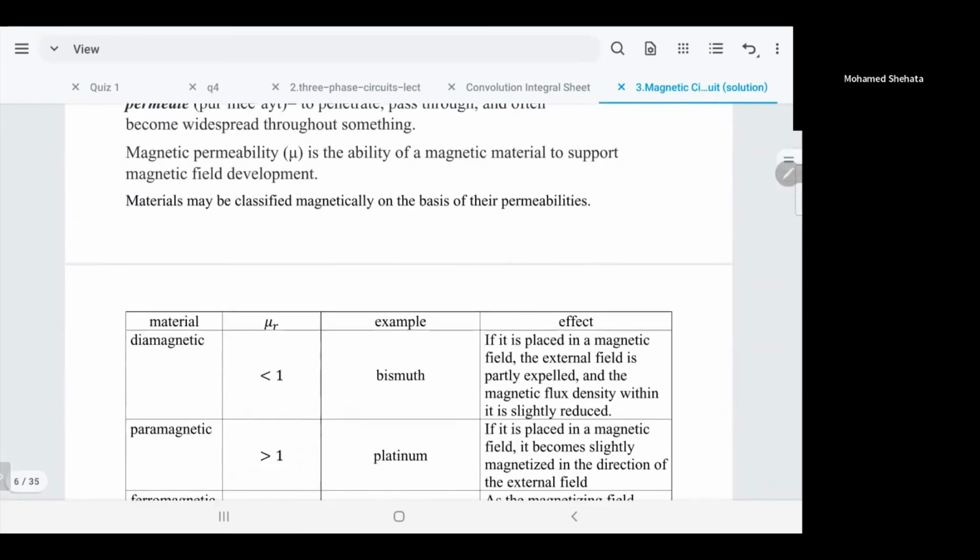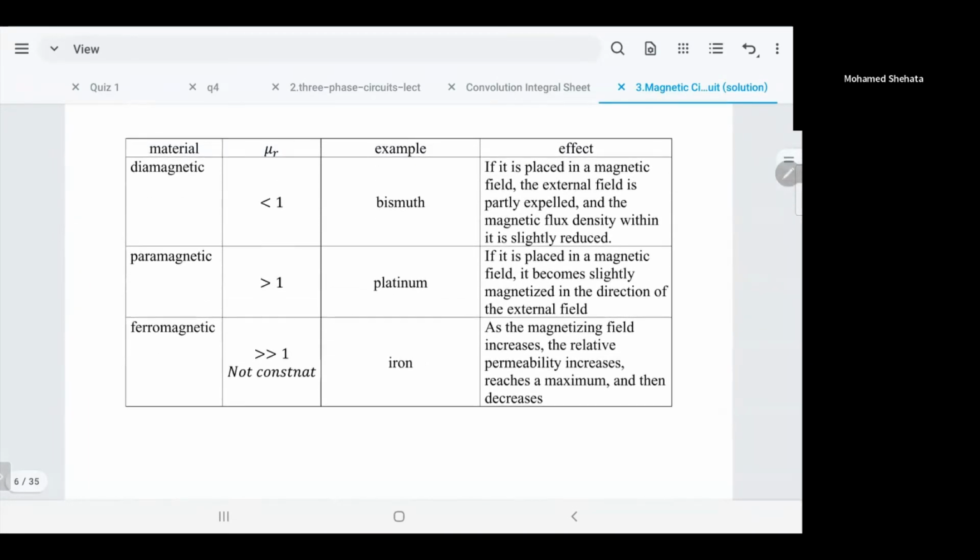And I put here the table that will explain the relative permeability. Let me just remind you, mu is equal to mu naught times mu R. So mu R is less than 1 in diamagnetic material, which doesn't allow magnetic field or magnetic flux to go through most of it. There are examples here, I give it to you. And the paramagnetic, it's greater than 1.